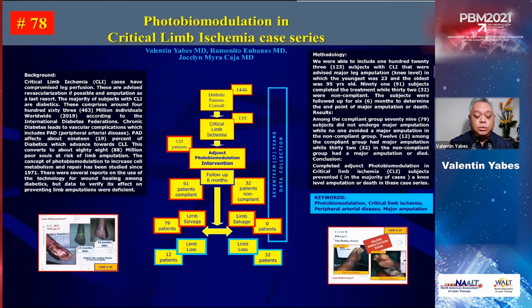In conclusion, completed adjunct photobiomodulation in critical limb ischemia subjects prevented a knee-level amputation or death in this case series. This implies that adjunct PBM has the potential to prevent major limb amputations for millions of our diabetic fellow men.